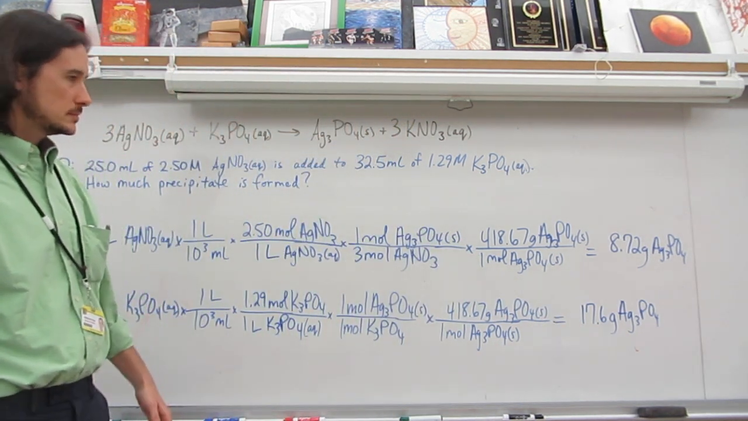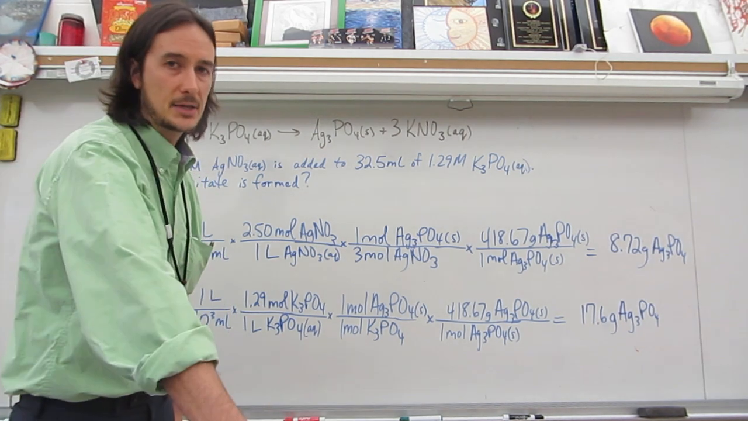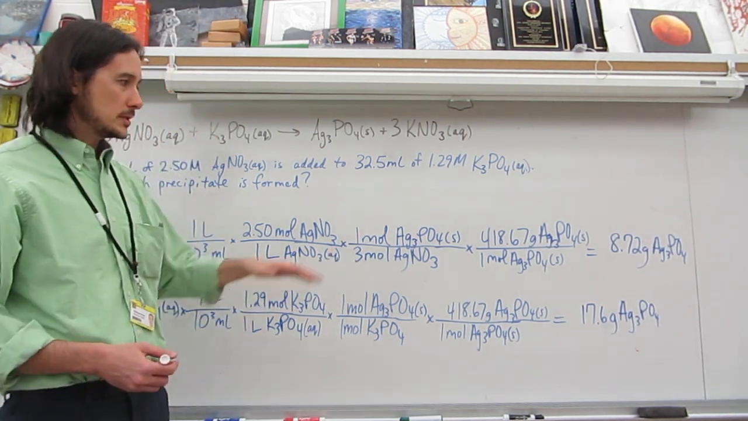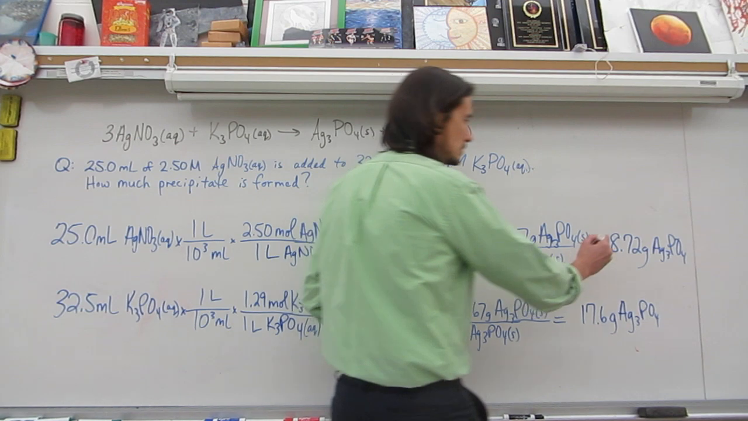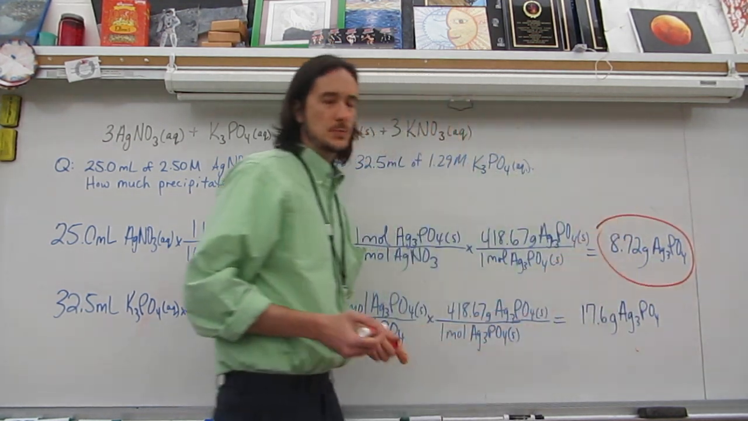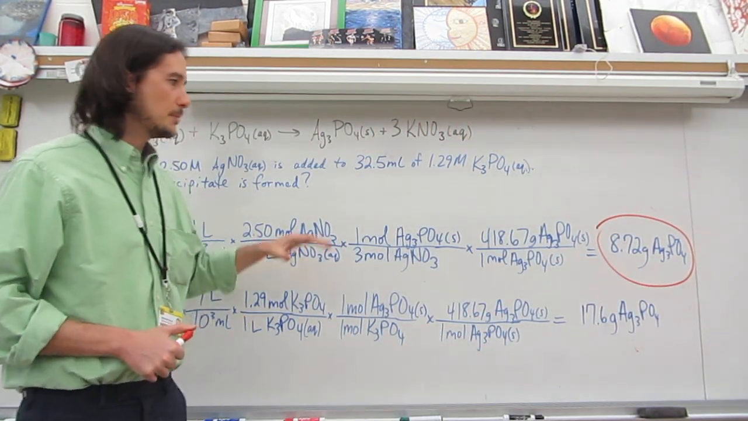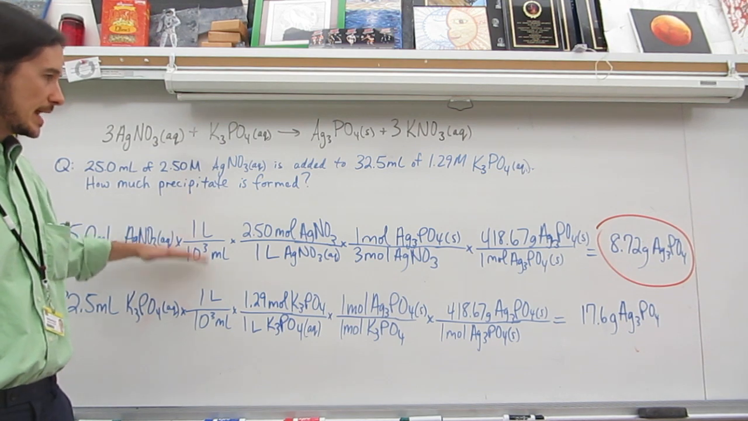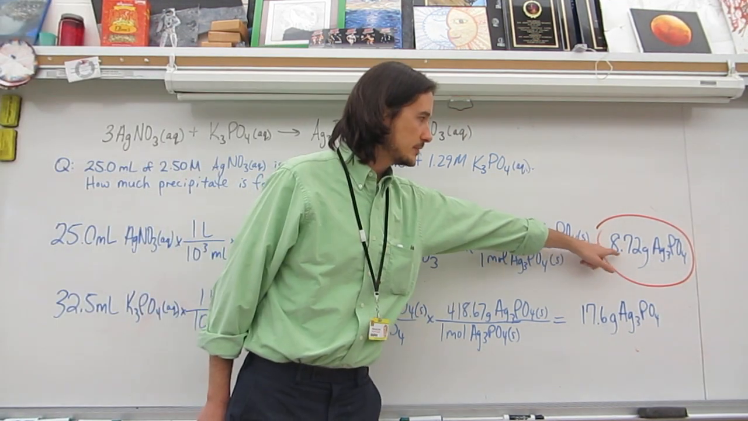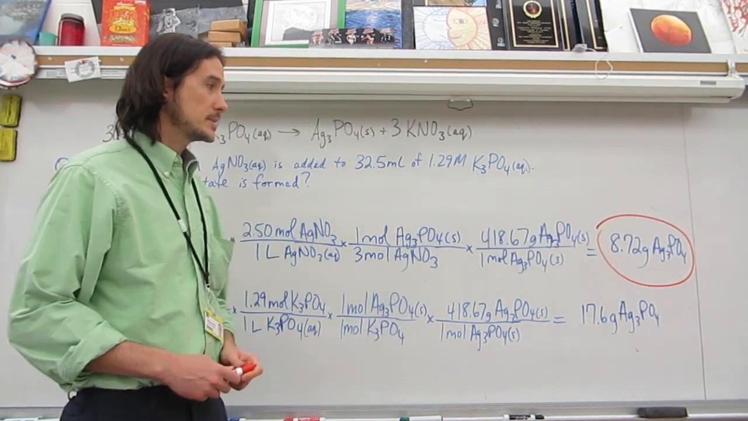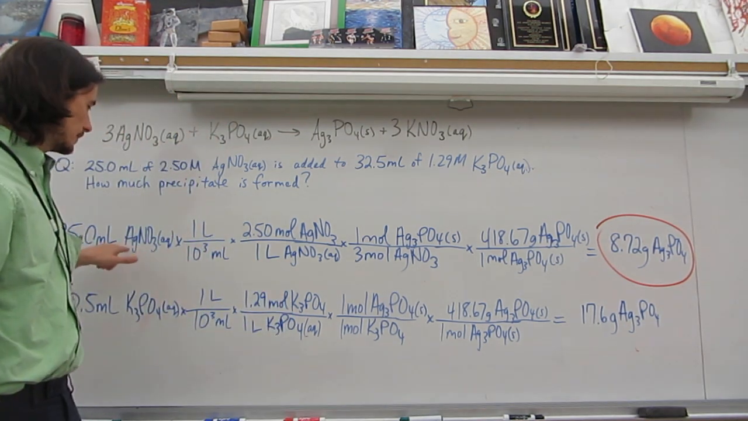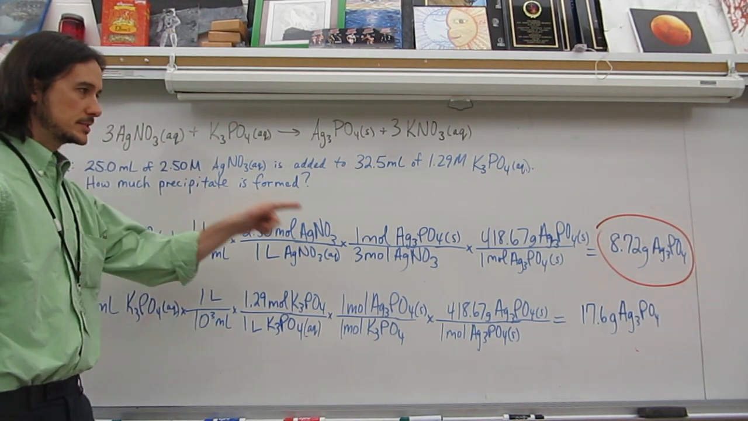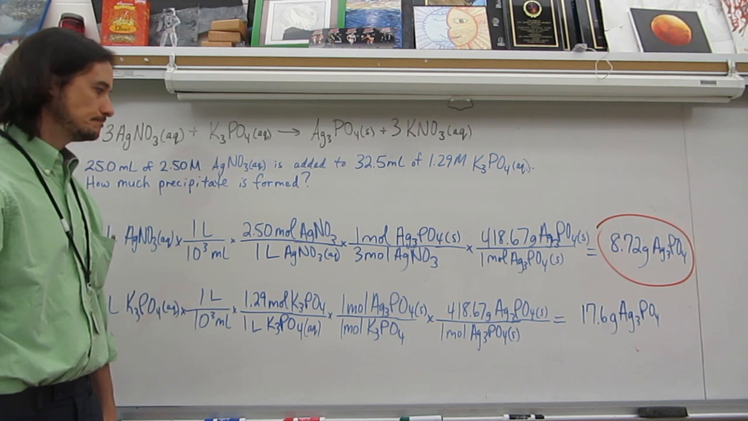So then you have a question, well, how much is actually formed? And if you do it like this, you just pick the lower one, right? Both amounts of reactants can produce 8.72. But once you make 8.72, you will have run out of the silver ions which are necessary for silver phosphate.